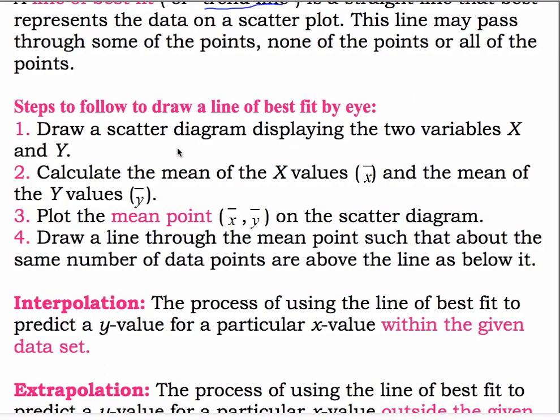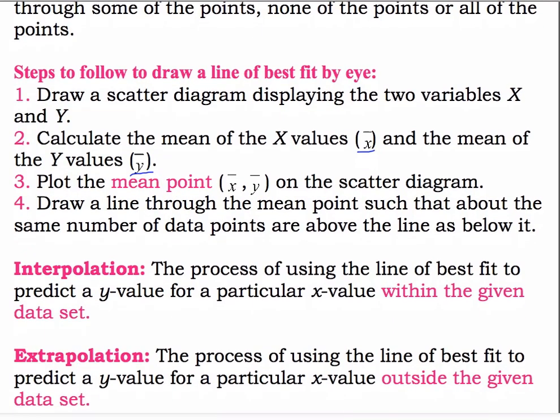So we basically plot the points. The line of best fit should go through the mean point, so the mean of the x values and the mean of the y values. It should go through that point, and you try to make it so that there's an equal number of points above the line and below the line.